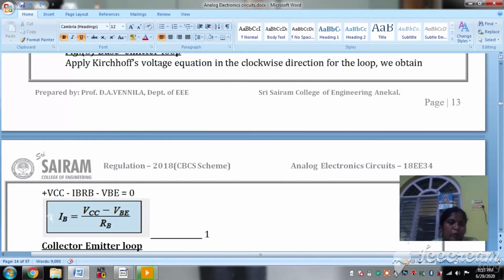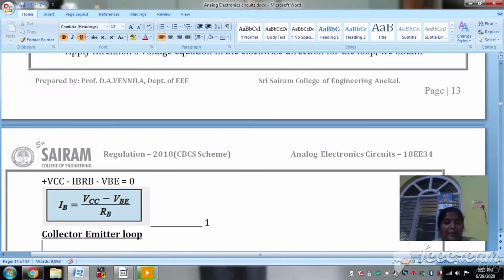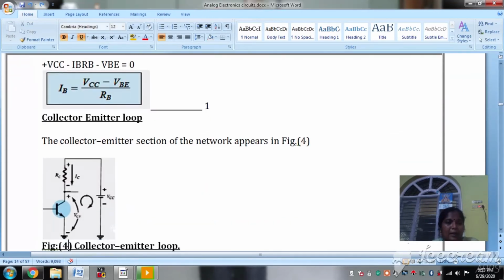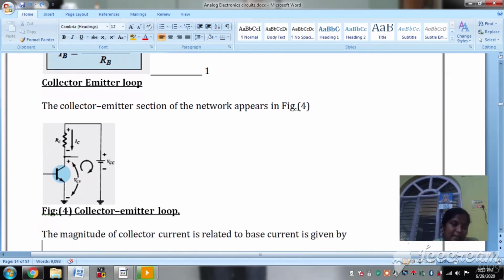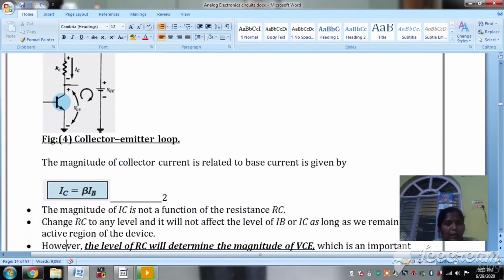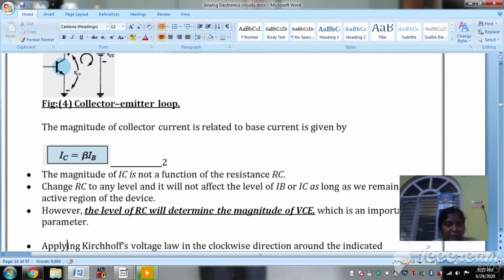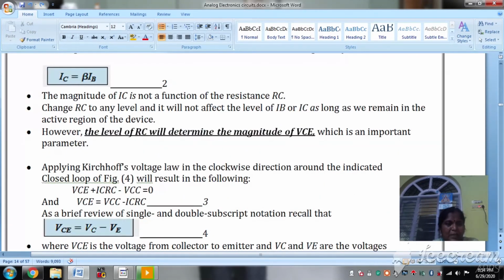Now I want to find the IB current. So IB equals VCC minus VBE divided by RB. Next I am going to apply KVL in the collector-emitter loop. Here also this will be connected to ground. So VCC minus IC RC minus VCE equal to 0. Here I am going to find the IC current. You know already that IC equals beta times IB.